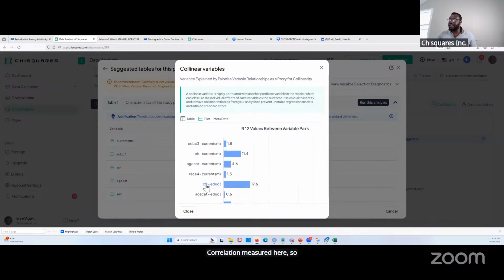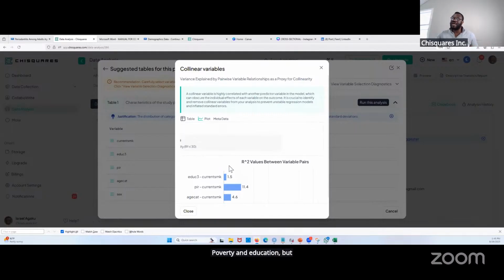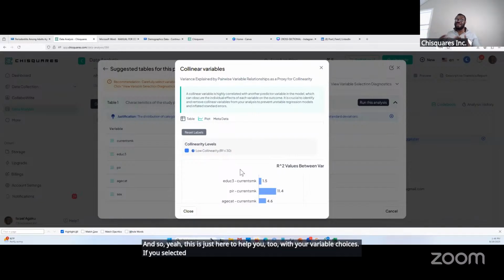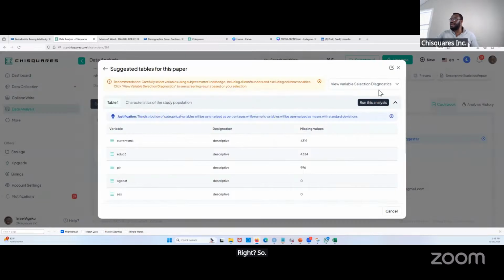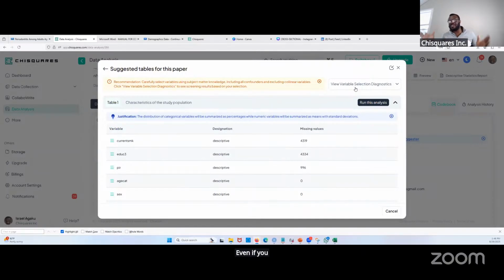So it's like, okay, well, there's definitely a correlation between poverty and education, but it doesn't rise to the point where we will call it severe collinearity, right? And so this is just here to help you too with your variable choices. If you selected variables that were very collinear, you're going to see a red flag, and that will tell you, well, maybe you should consider changing. So those are some of the features on the platform to help you when you're selecting variables, such that even if you have never done analysis before, even if you have no clue what you're doing, the platform guides you to make the appropriate decisions.